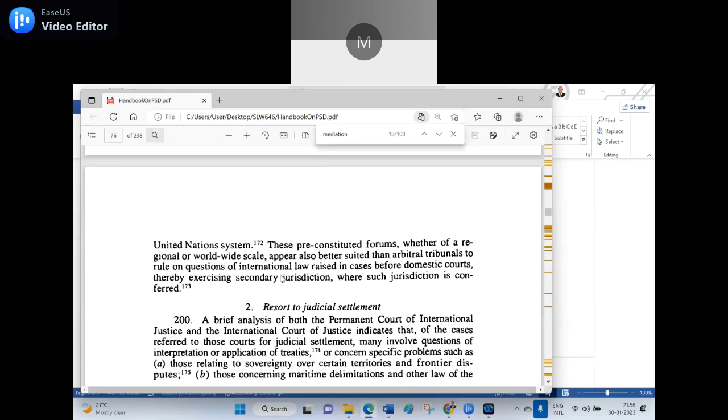This pre-constituted forum, whether of regional or worldwide scale, also appears better suited than arbitral tribunals to rule on questions of international law raised in cases before domestic courts, thereby exercising a secondary jurisdiction where such jurisdiction is conferred.